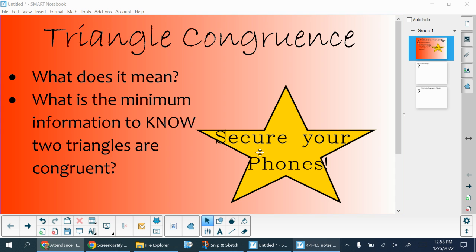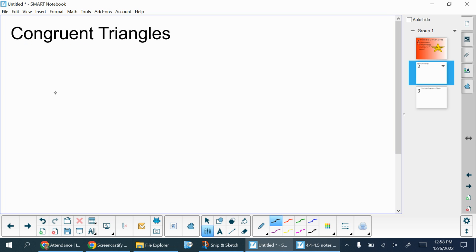So we're going to go ahead and talk about what we missed on Monday and Tuesday, the 5th and 6th of December, when we're starting to talk about triangle congruence. And our big questions are, well, what does it mean for triangles to be congruent? And what is the minimum information to know that two triangles are in fact congruent? So our first step here is just what does it mean when we say two triangles are congruent?